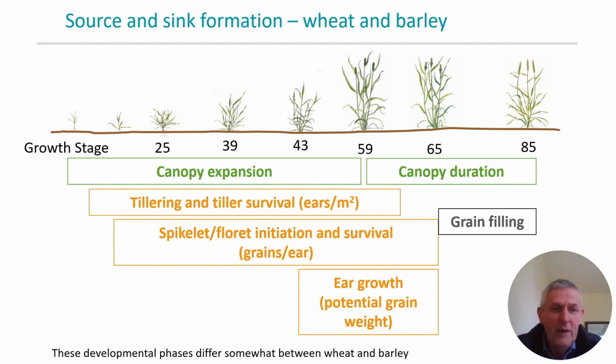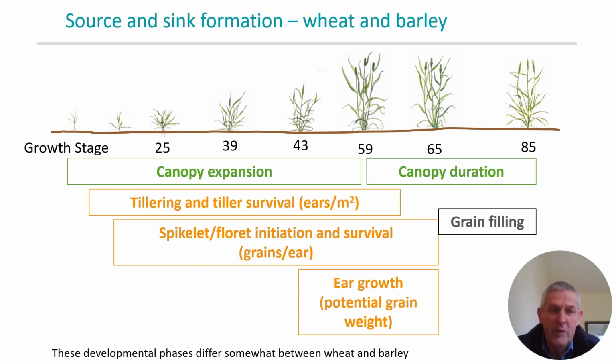So along here we have a timeline of crop development and growth stages, and we can see there's a period of canopy expansion from emergence of the crop, which ends when the ear is fully emerged at growth stage 59, and we then enter a period of canopy duration from full canopy expansion through to senescence. And those two green boxes, as we've seen, are determining our source capacity.